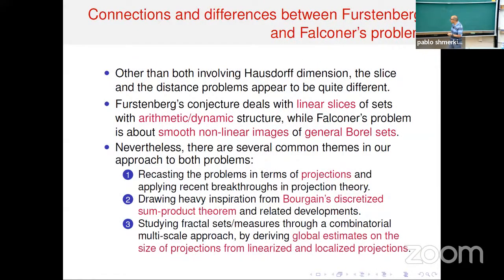And then something else that is important in all approaches is a multi-scale approach. A multi-scale approach is what you expect, or unavoidable, because we're looking at fractal sets. But we want to study the dimension of the set, which is some global number, and we do that by looking at what happens locally. So there is a local to global principle in both problems. And also there is some combinatorial input that I'm going to try to mention in the remaining 3 minutes.